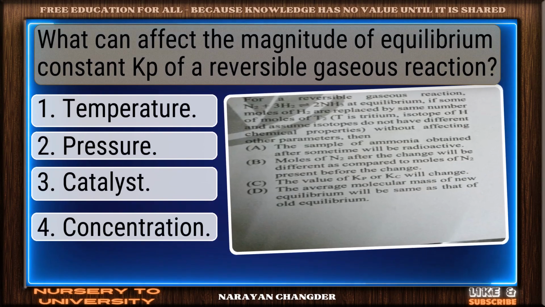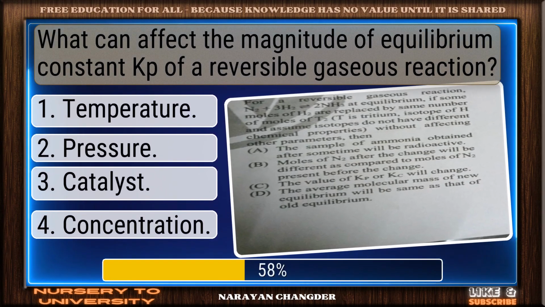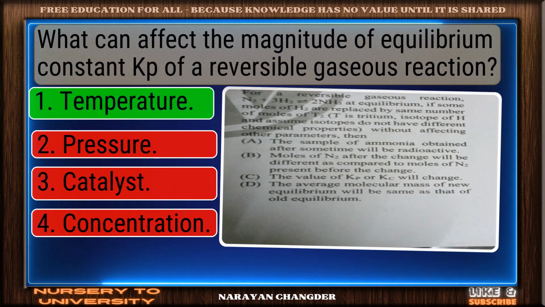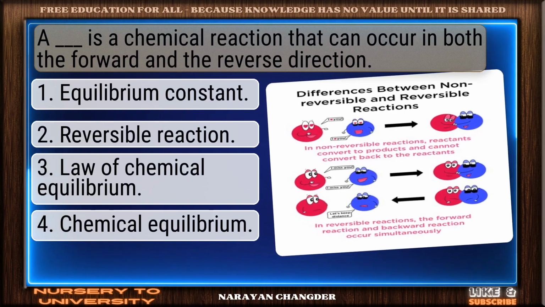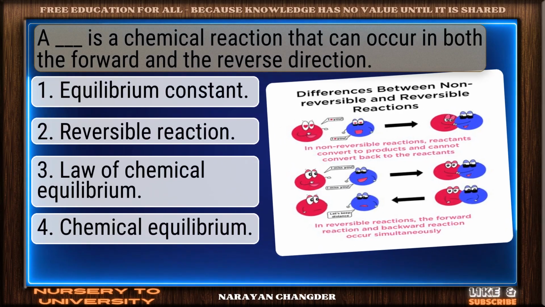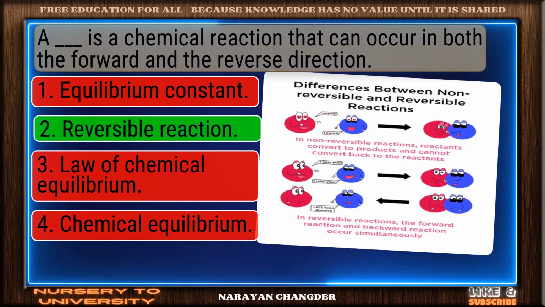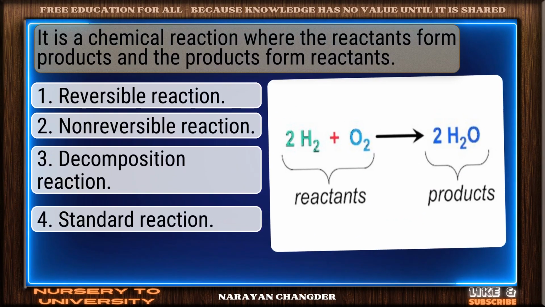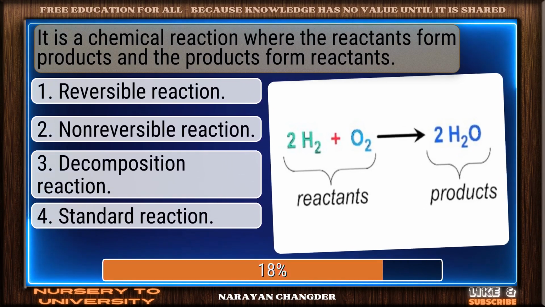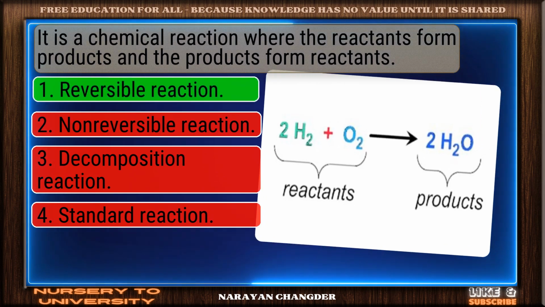What can affect the magnitude of the equilibrium constant Kp of a reversible gaseous reaction? Correct response. Temperature is the most accurate answer. A dash is a chemical reaction that can occur in both the forward and the reverse direction. Valid point. Reversible reaction is true. It is a chemical reaction where the reactants form products and the products form reactants. Smart move. Reversible reaction is an accurate answer.